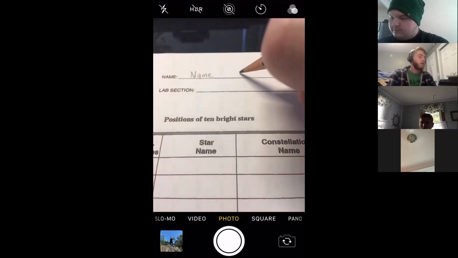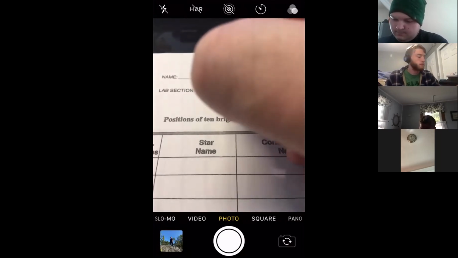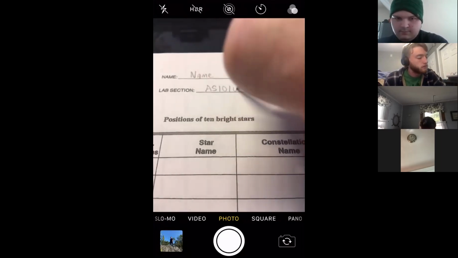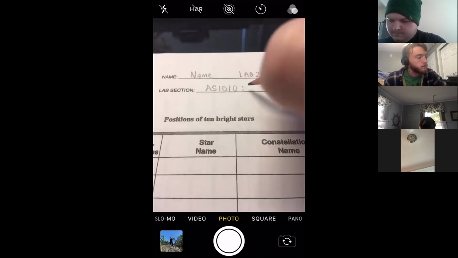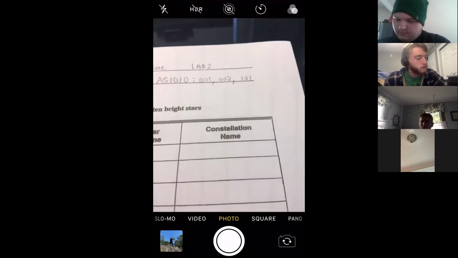But for now, don't forget to put your name. This is LAB2. And don't forget to put your section, AS1010, whatever your section is. You could be 001, 002, or the night class 101. All right, so let's just start by doing that.